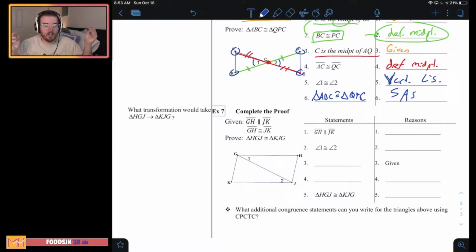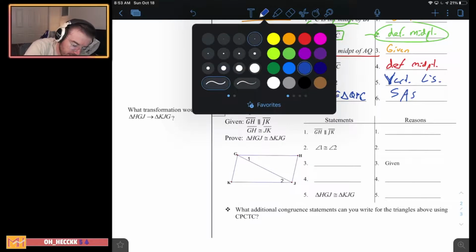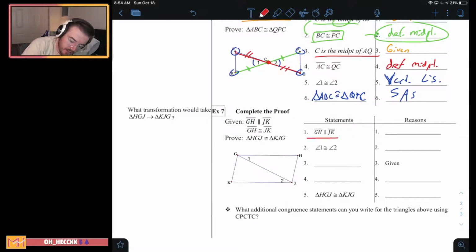Last one, people. We're going to do this in under 20 minutes, hopefully. Last one. We are given this information, and we are given the fact that GH is congruent to JK. I'm just looking over here, right? So GH is congruent to JK.